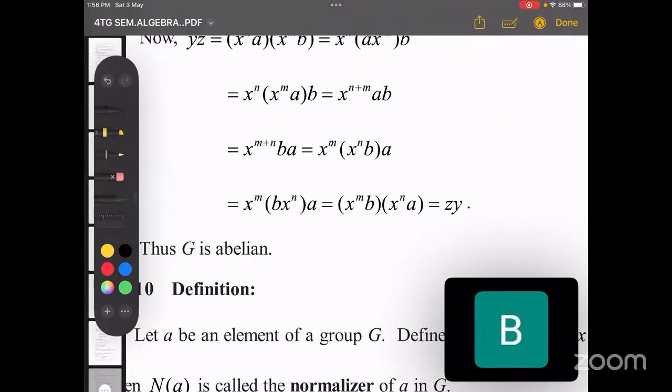So what you are getting is X to the power of M, again interchanging by the commutative property, X to the power of N into B, X to the power of N, A. Okay. So again, if you take this one outside, X to the power of M into B, and this is X to the power of N into A. So this is Z and this is Y. Our intention is to show that YZ is equal to ZY, that is, it is satisfying the commutative property. Therefore, G is abelian.